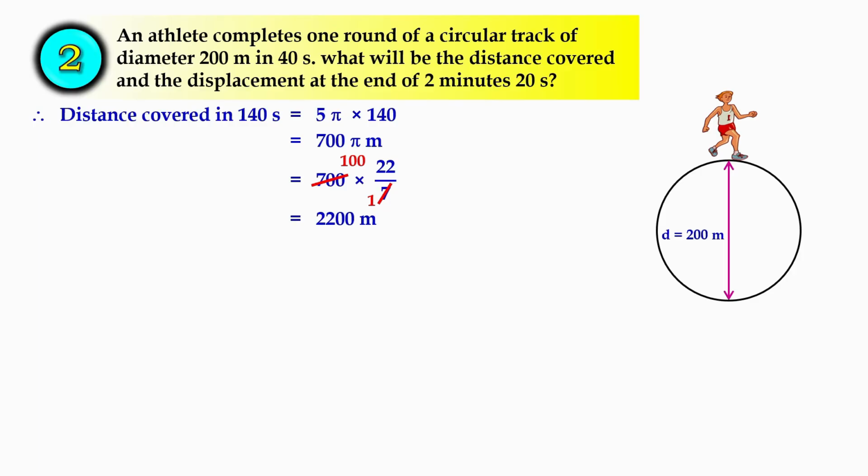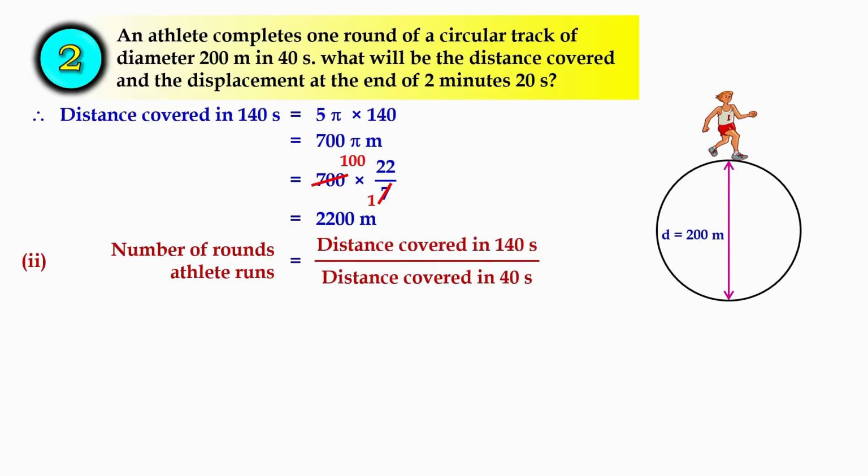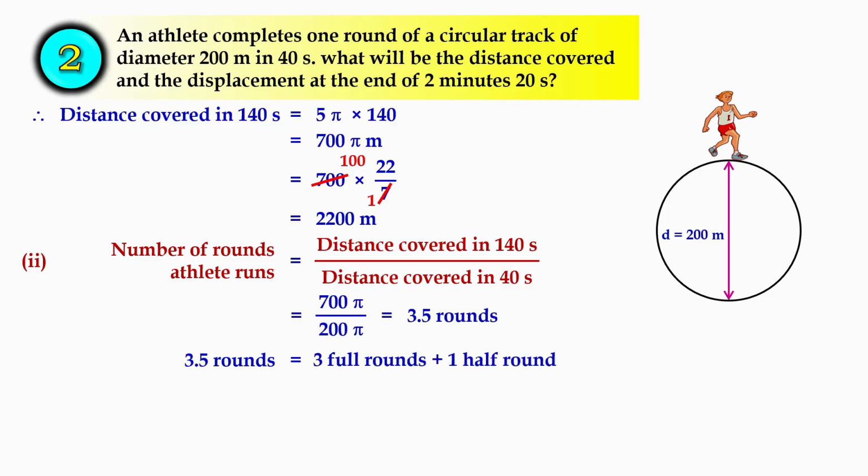Now let us calculate the number of rounds completed by the athlete. Number of rounds equals distance covered in 140 seconds divided by distance covered in 40 seconds. So this becomes 700 pi divided by 200 pi, which is 3.5 rounds. This means the athlete completes 3 full rounds and 1 half round. After 3.5 rounds, the athlete reaches the point exactly opposite to the starting point on the circular track.